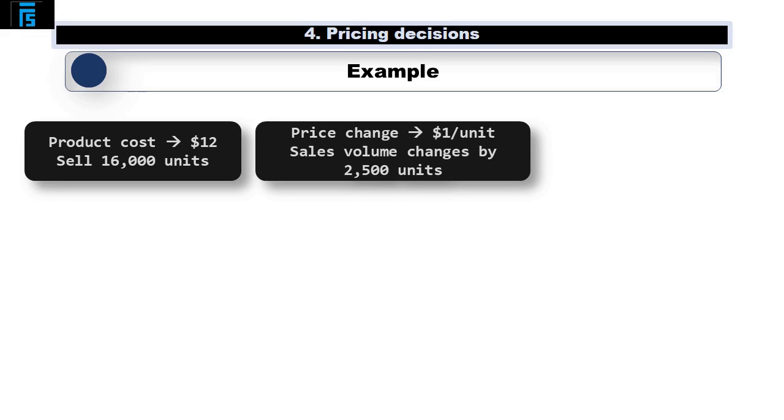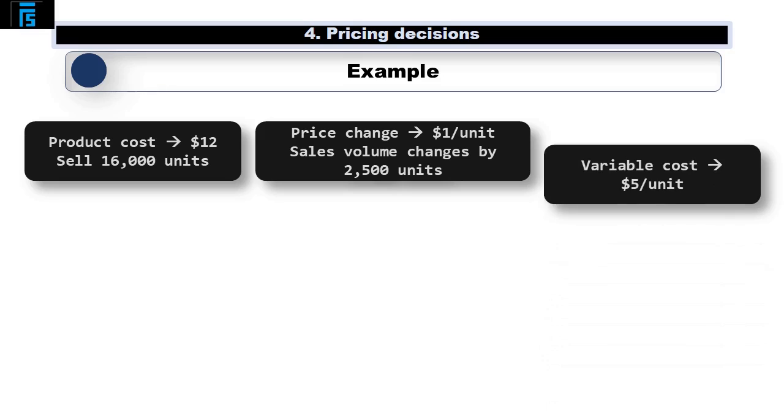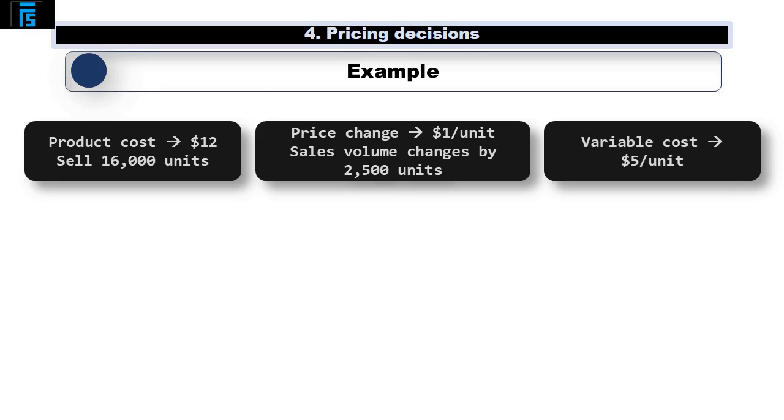If they change the price by $1 per unit, the sales volume changes by 2,500 units. The product has a variable cost of $5 per unit. From this information, we want to calculate the optimum selling price for the product.